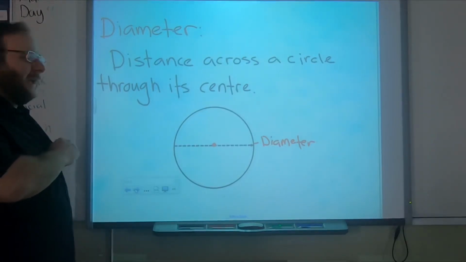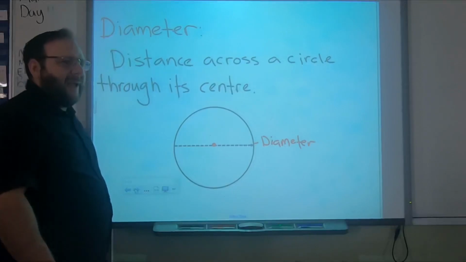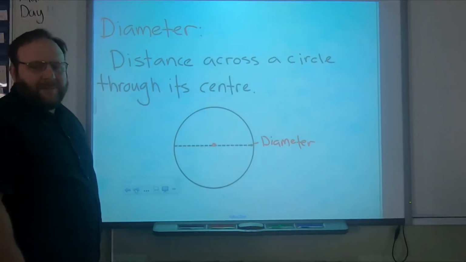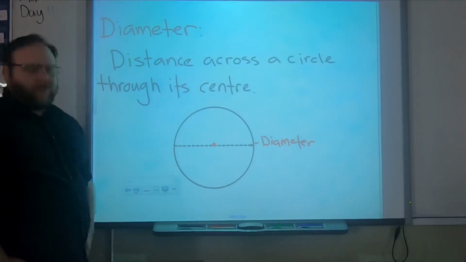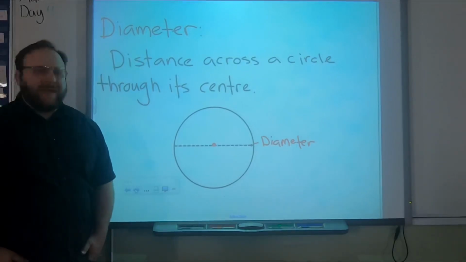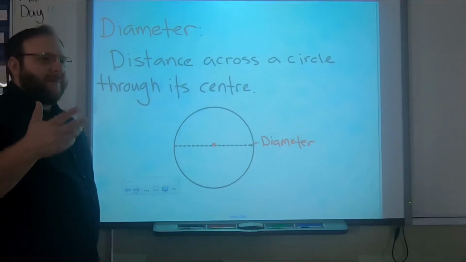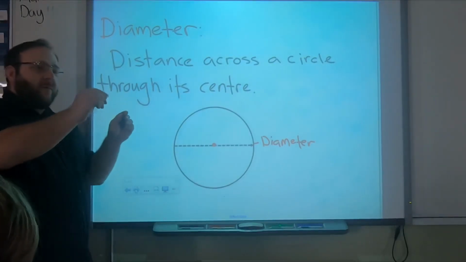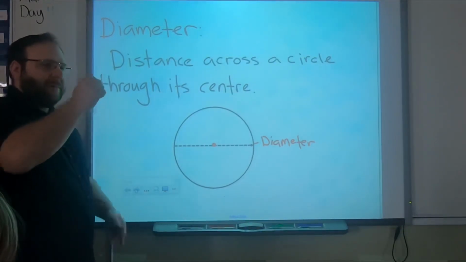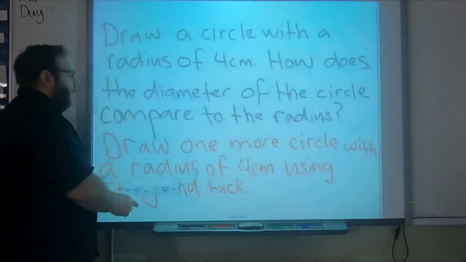5. Mateo, the radius is 2. What's the diameter? 4. Evan, the radius is 4. What's the diameter? 8. Thank you. So just remember that. If it says draw a circle with a diameter of 5, you would need to draw your radius of 2.5 to make sure that you draw your circle correctly.